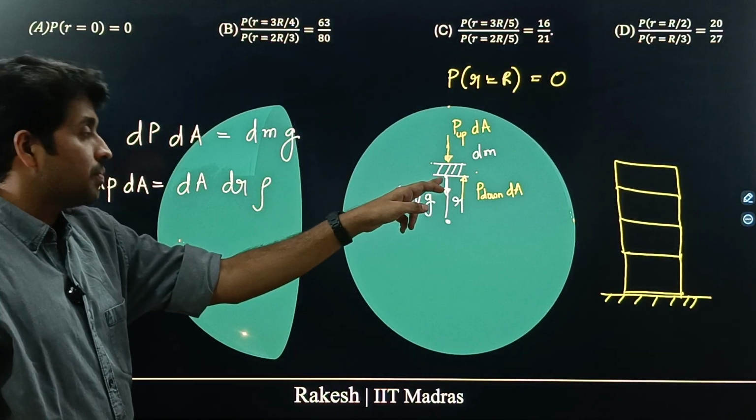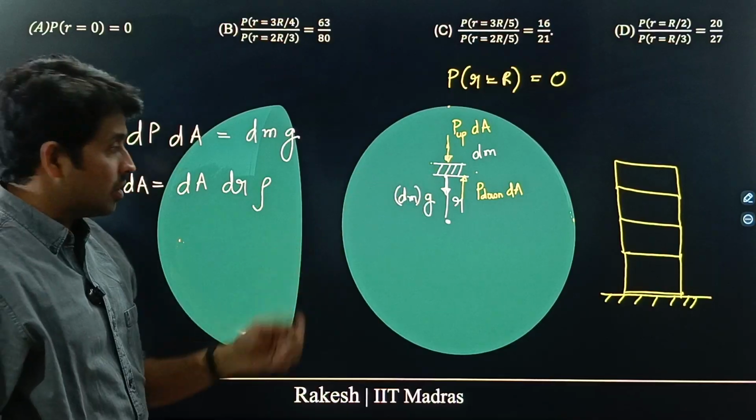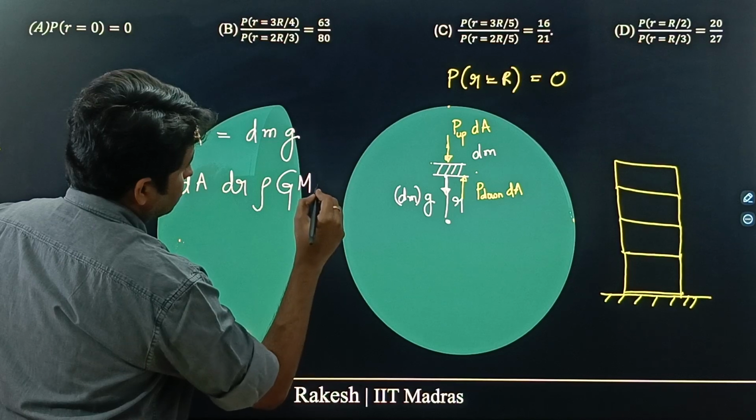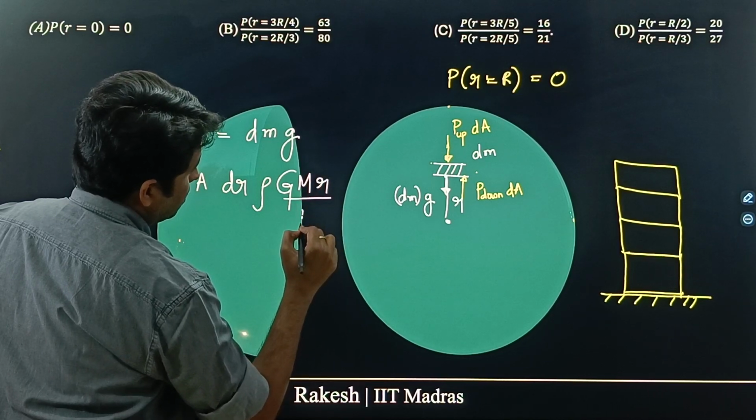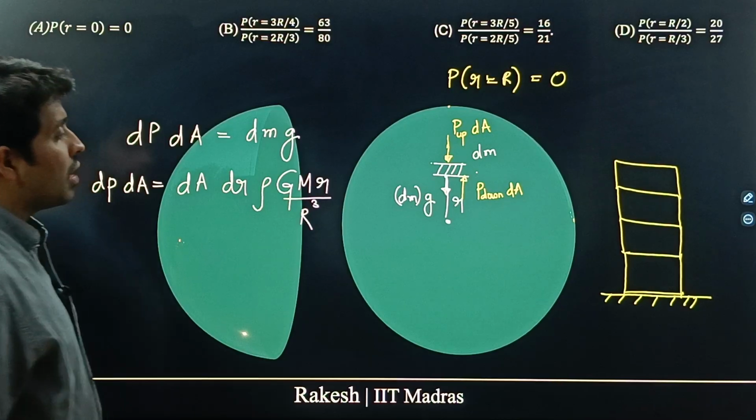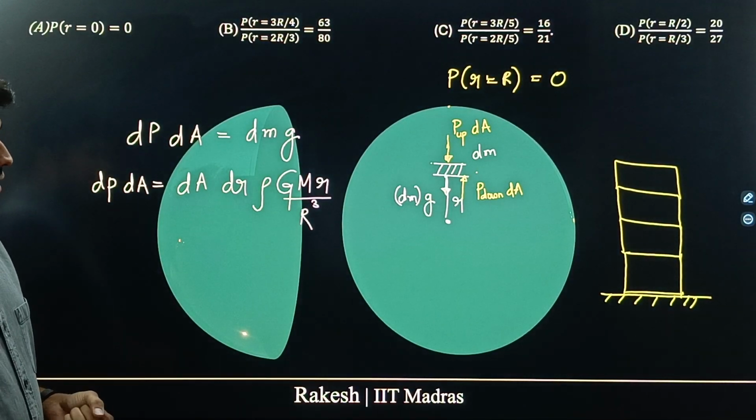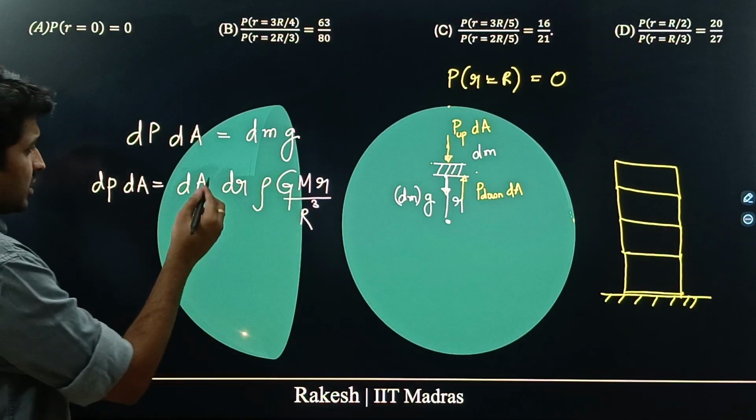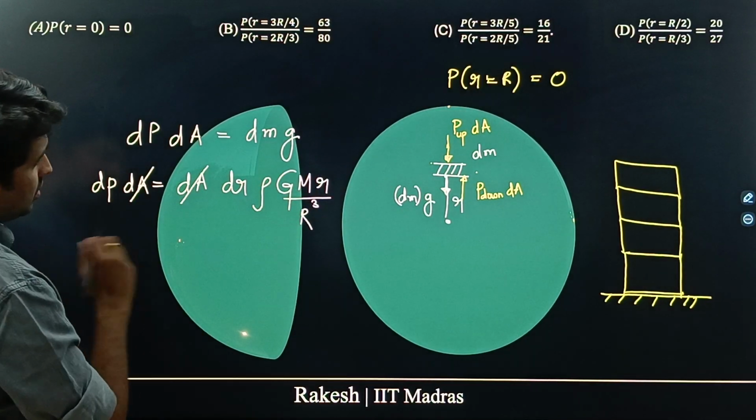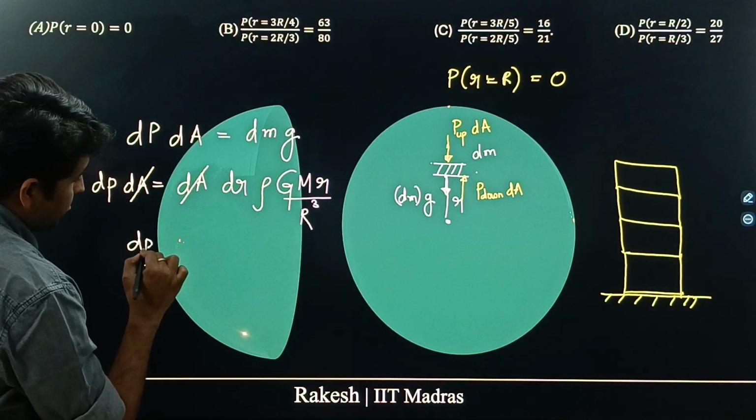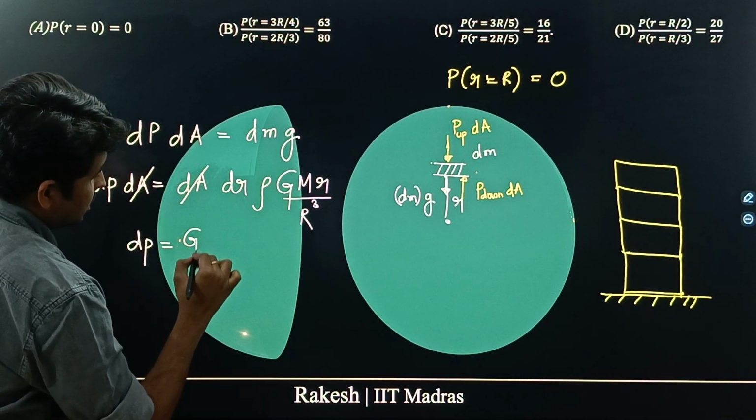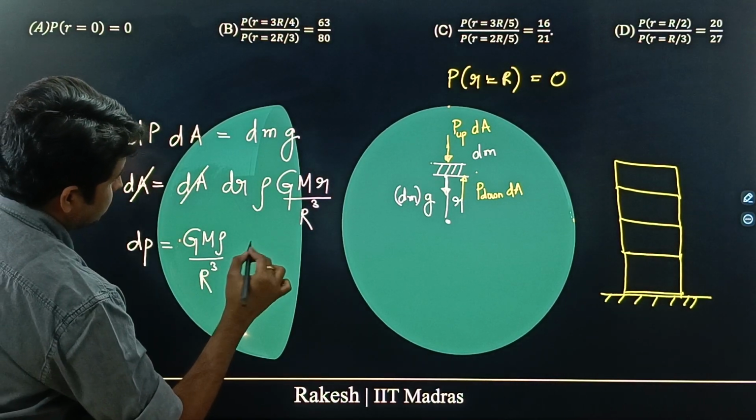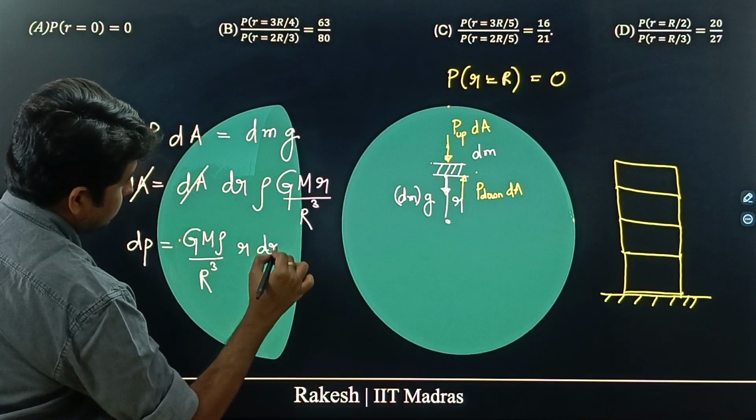The gravitational acceleration at this point will be G M r divided by R cube, G M r by R cube will be the gravitational acceleration at this point. Now we can just cancel out these two. So dP will be equal to G M rho by R cube times r dr.